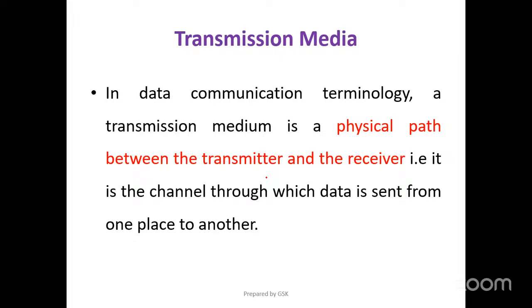In data communication terminology, a transmission medium is a physical path between the sender and receiver, or between the transmitter and the receiver. What is the physical path we are using to guide the data from sender to receiver? That particular physical path is called transmission media. In simple terms, the channel we are using to send data from one place to another place is called transmission media.